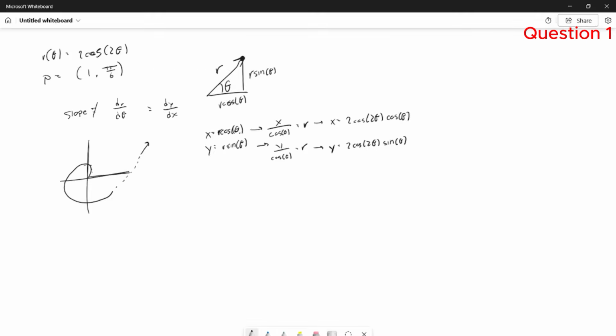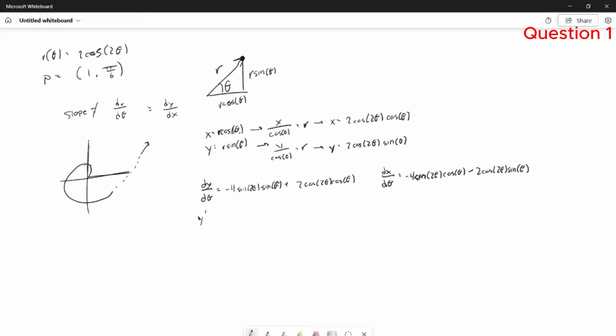So now all you have to do is find their rates of change with respect to theta. That would be dy d theta first. It would be product rule: negative 4 sine 2 theta sine theta plus 2 cosine 2 theta cosine theta. We do dx here. dx d theta is equal to negative 4 sine 2 theta cosine theta minus 2 cosine 2 theta sine theta.